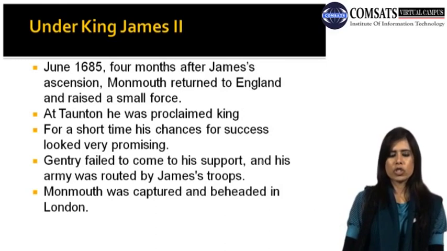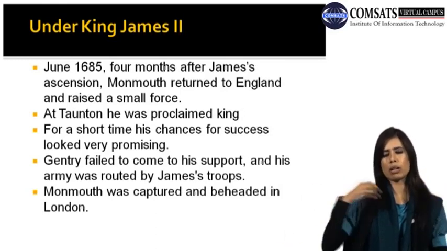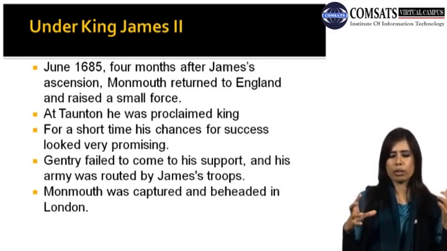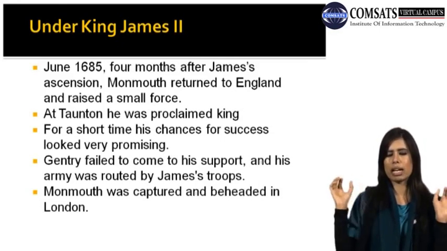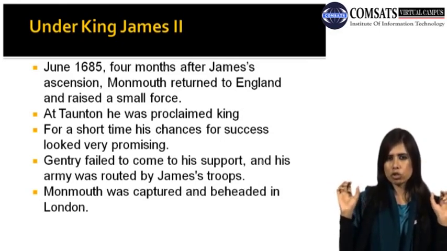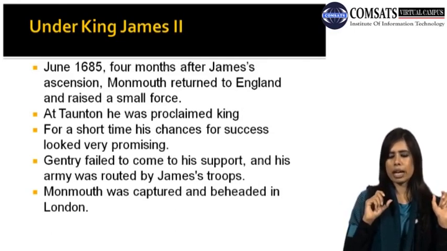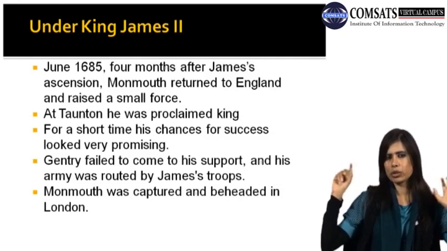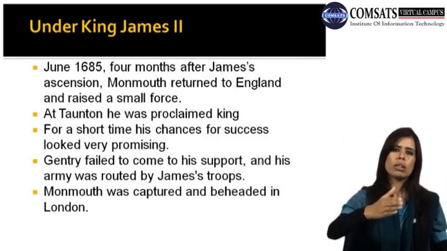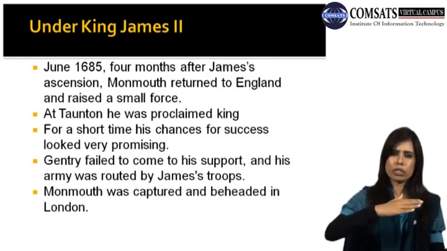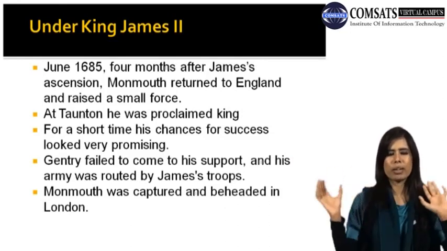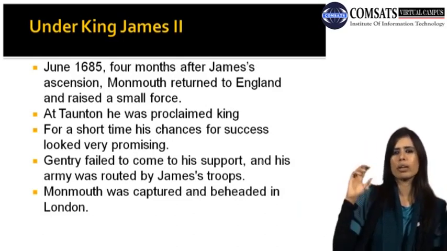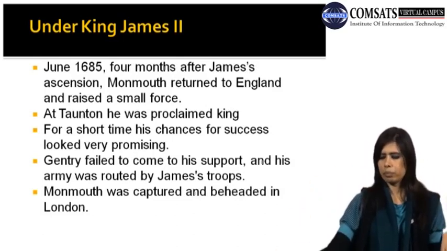Monmouth's gentry failed to come to his support, and his army was routed by James's troops. So basically he was about to become the king of England at that time, but he was defeated by James's troops. Monmouth was captured and beheaded in London. He was trying to become the king, but he was defeated by James's troops and arrested.